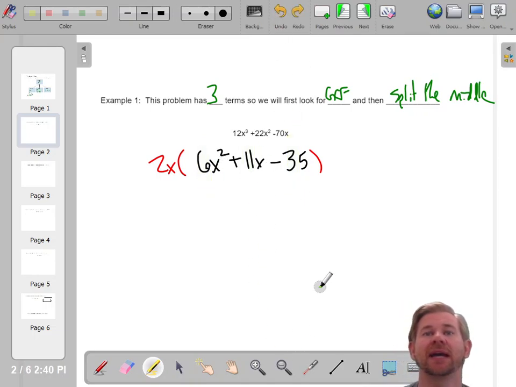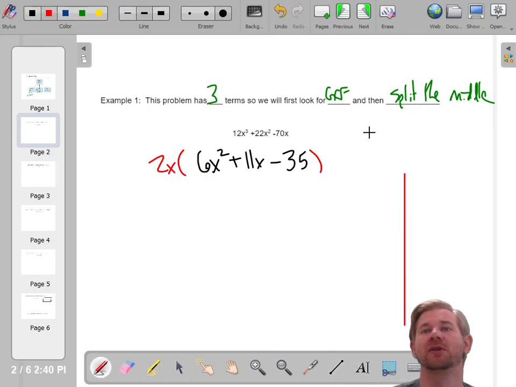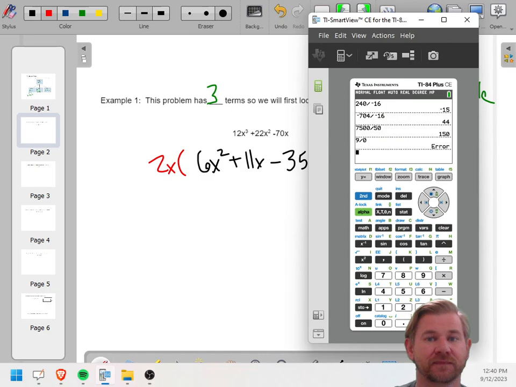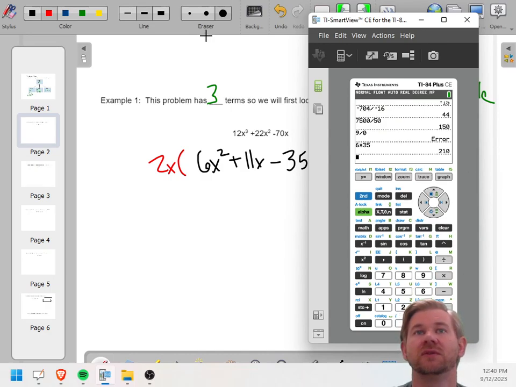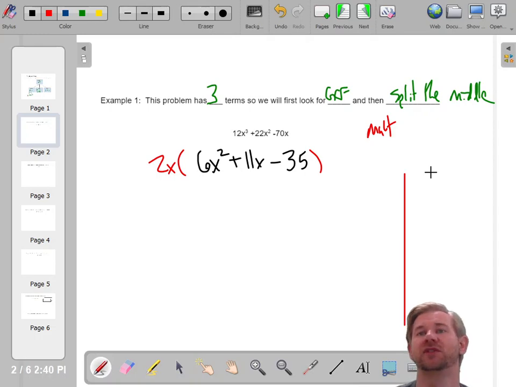But now we're going to try and split the middle, and since this is a pretty big number, I'm going to make a table. I'm going to figure out what numbers multiply to, and I need my calculator, so I'll get my calculator out. 6 times 35 is 210. So we've got to find multiples of 210. It's actually going to be negative 210, so we'll place a negative somewhere, that add to positive 11.